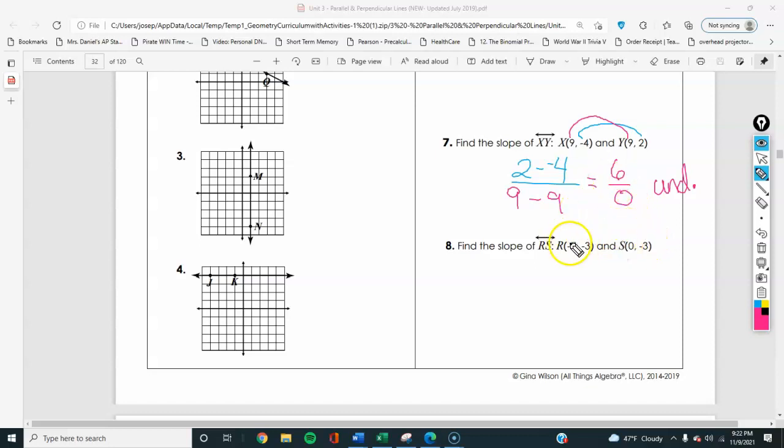Let's do one more. Find slope of this piece. I'm going to do y2 minus y1. -3 minus -3 over my change in x. So 0 minus -7. This becomes a positive. Here I get 0 over positive 7, which is an acceptable slope. You can have 0 as a slope. Okay, 0 and undefined are two different things. We'll get more into it in class.